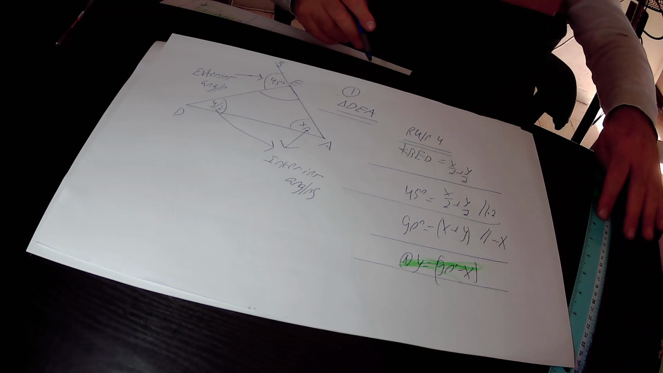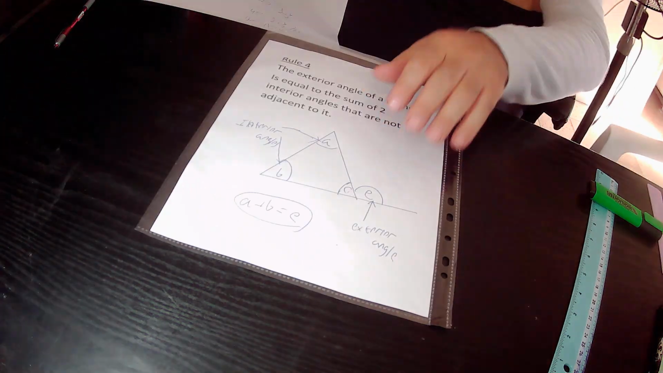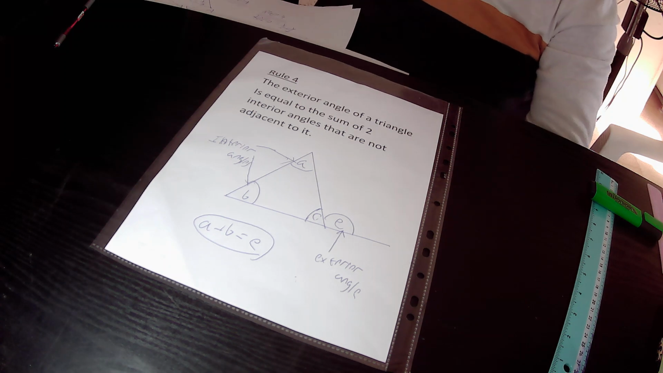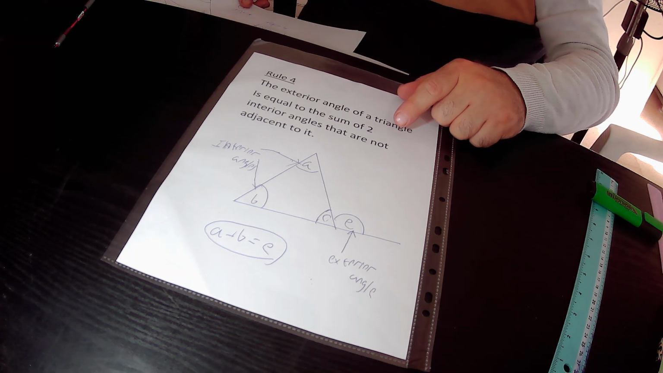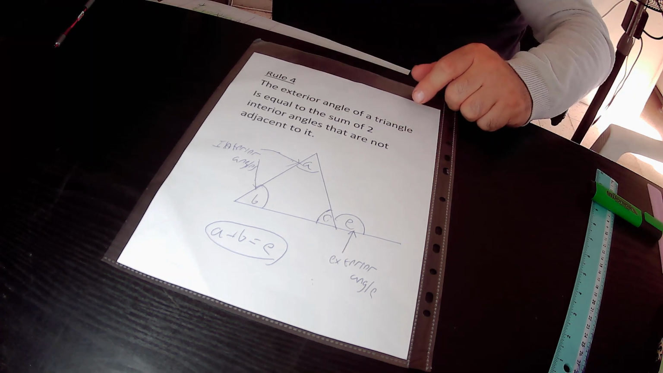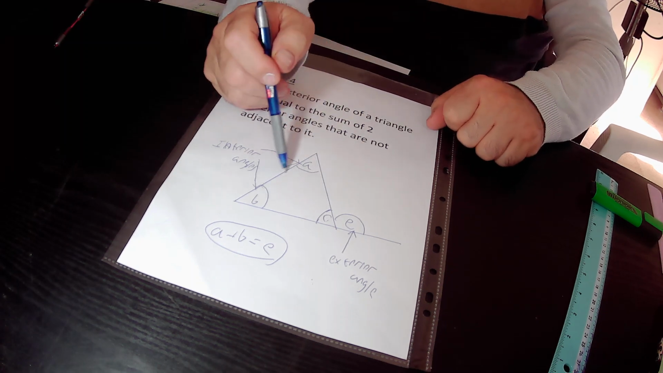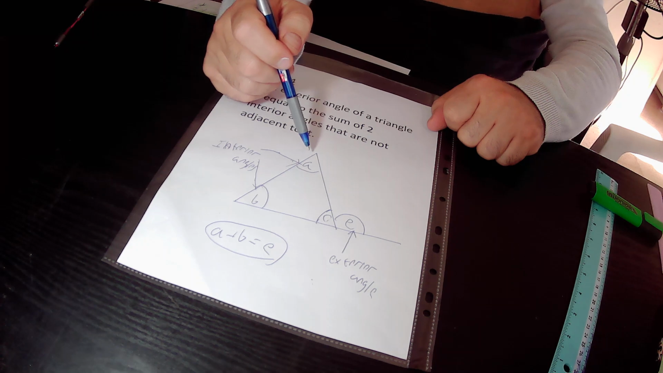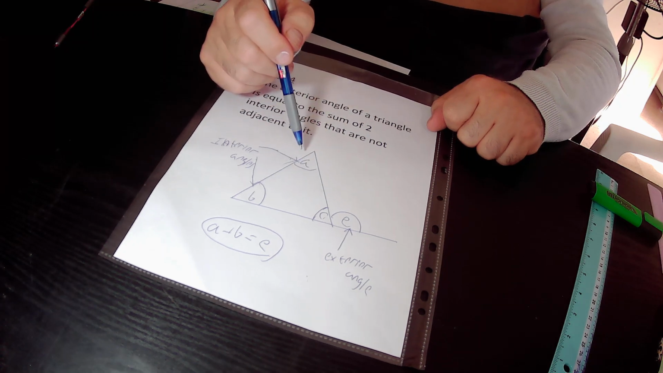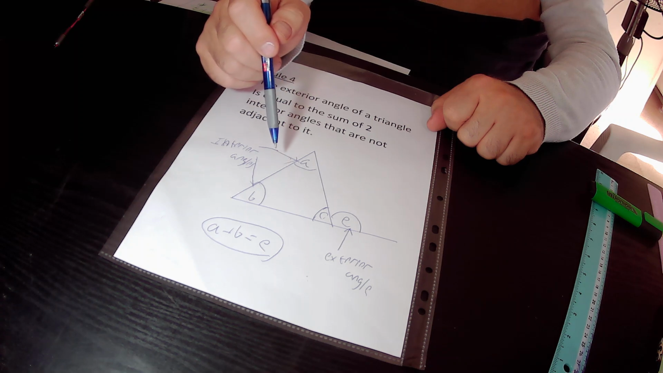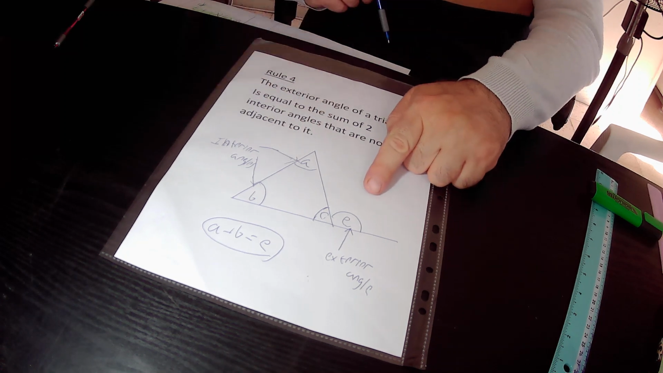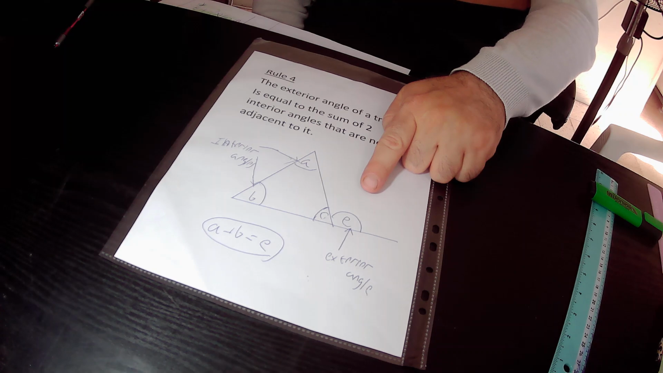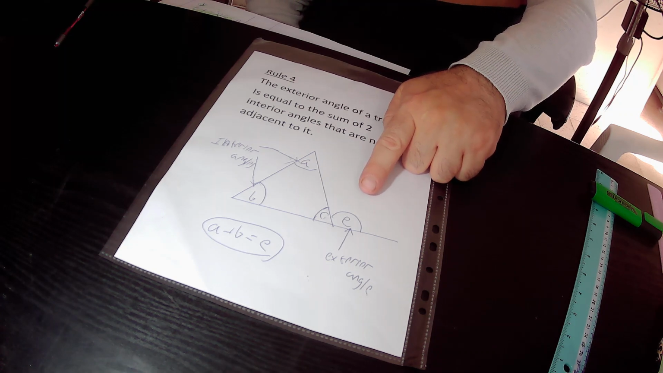So I'll repeat quickly rule 4. According to rule 4, the external angle of a triangle is equal to the sum of the two interior angles that are not adjacent to it. So in the drawing, we have this triangle. Inside this triangle, we have three angles A, B, and C. All three angles A, B, and C are defined as interior angles of this triangle. Why? Because they are located inside the triangle, while this is angle E, that is defined as an external angle. Why? Because it is located outside the triangle.